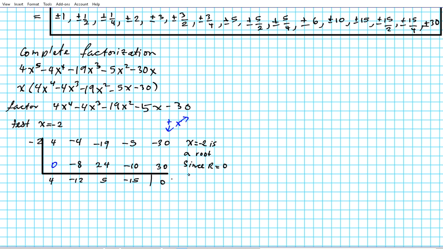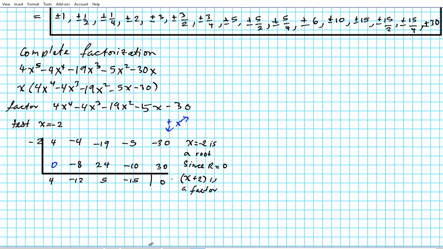Since this is a root, it follows that x plus 2, the related factor, is a factor. Okay, x plus 2 is a factor. How did we get x plus 2? Well, if you have x is equal to -2, you just want to set it to 0, right? You just add 2 to both sides, and then you get the related factor, x plus 2 equals 0. All right, so that's how we came up with x plus 2 as a factor.